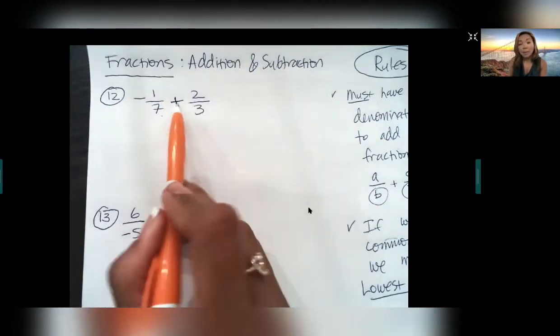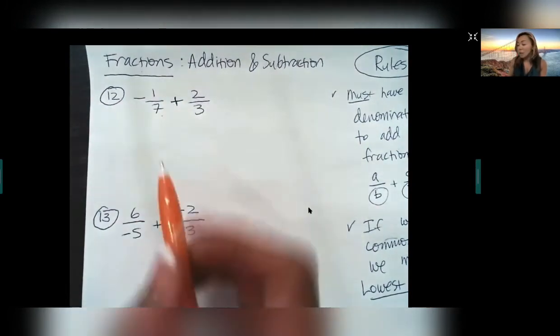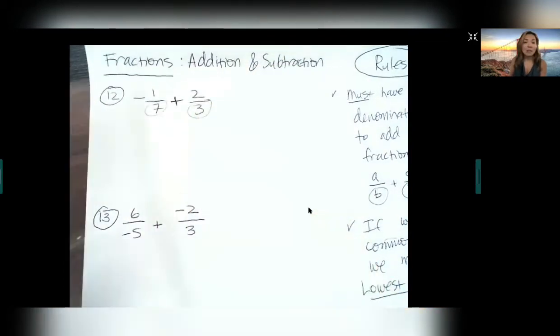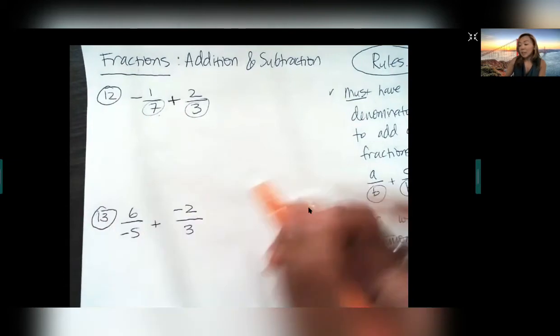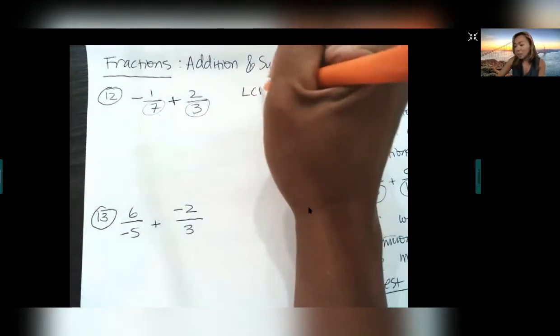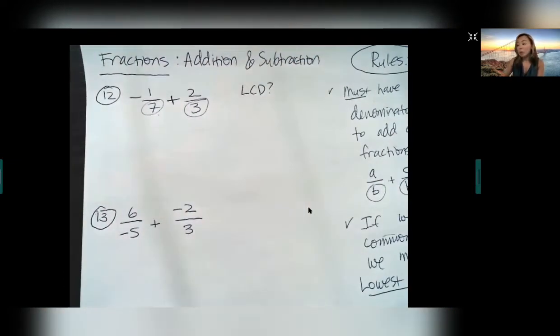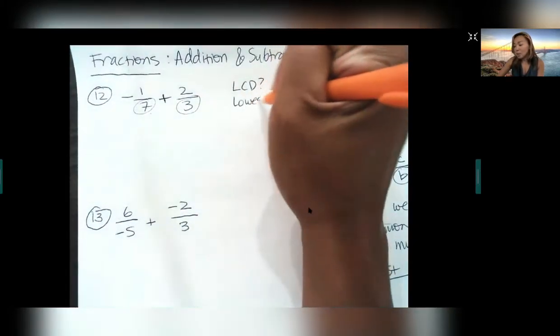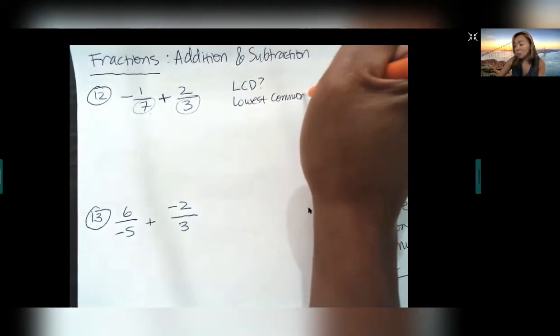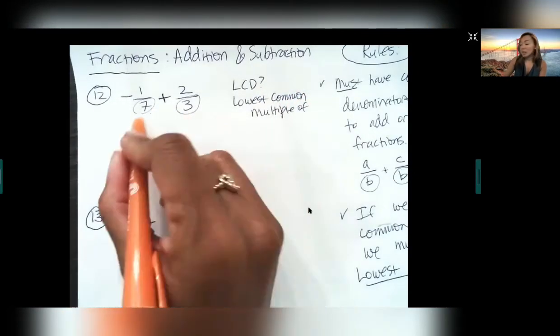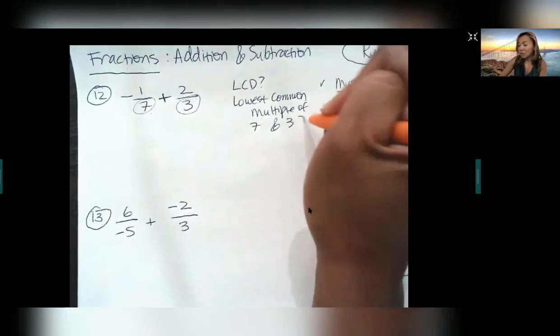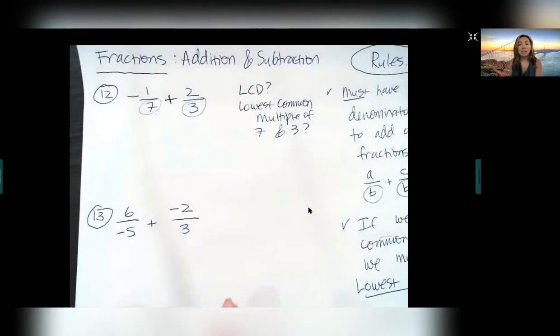Here I'm seeing that this is an addition sign, so I'm going to look at the denominators. 7 and 3 are not the same, so I cannot combine them as is. To create the lowest common denominator, I ask myself, what is the LCD? In other words, what is the lowest common multiple of the numbers in the denominators, 7 and 3? What do 7 and 3 have in common as a multiple?